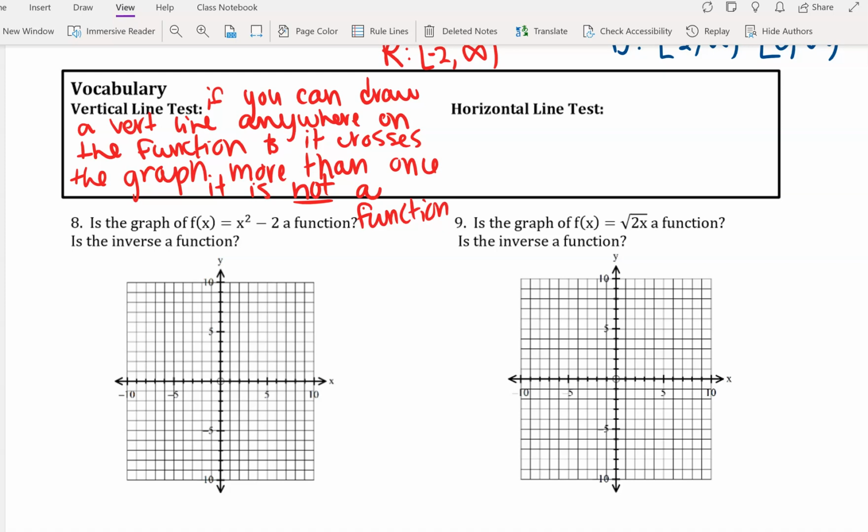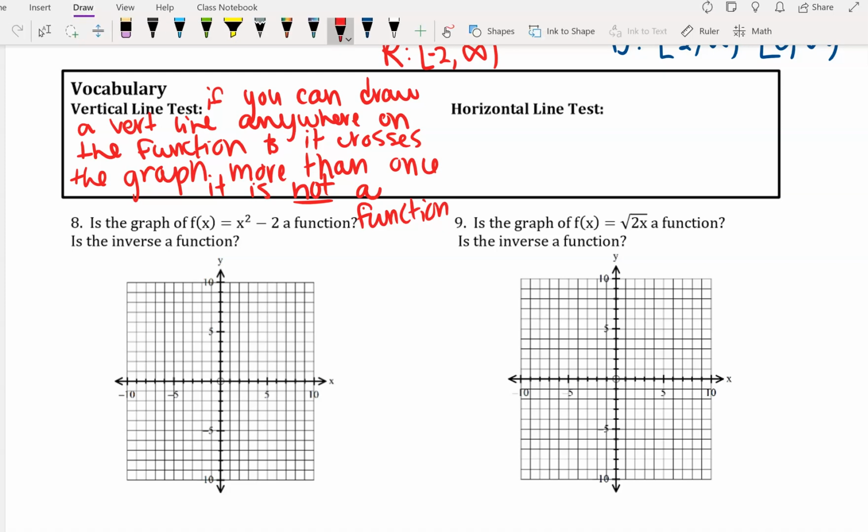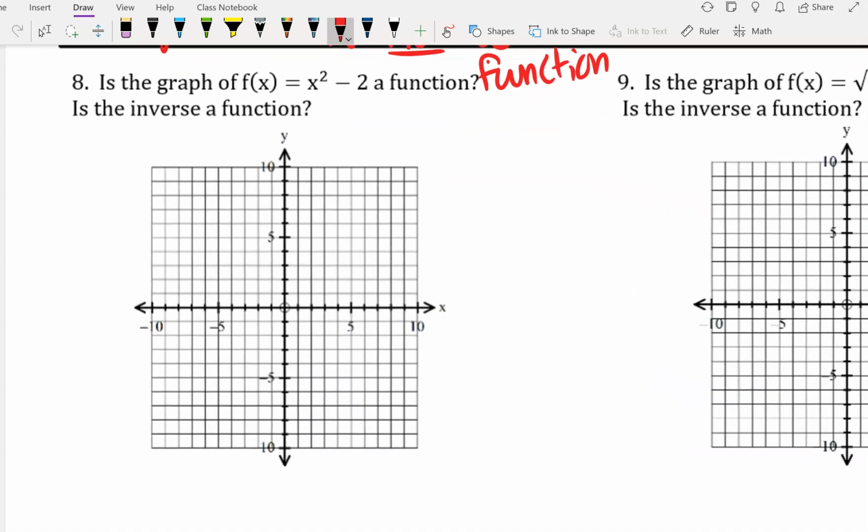Horizontal line test is kind of the same. I'm actually not even going to write this whole thing out because I don't love this test. The horizontal line test says that if you draw a horizontal line on a function and it crosses the graph more than once, then its inverse is not going to be a function. We'll talk about that more when we actually look at the graphs, but I'm not going to write it down because one, I don't want to waste your time, and two, I prefer using a slightly different method, but anyway, we'll move on.